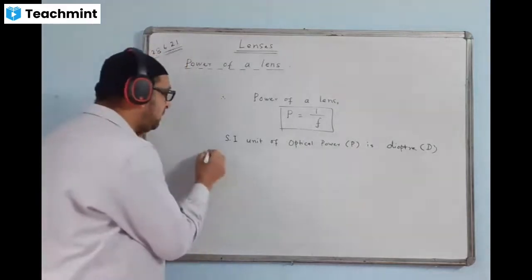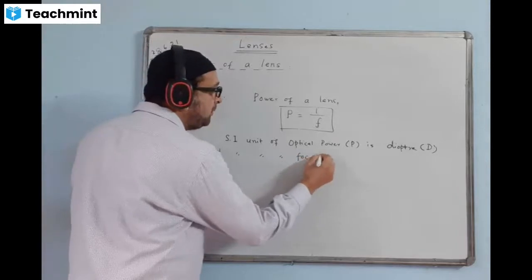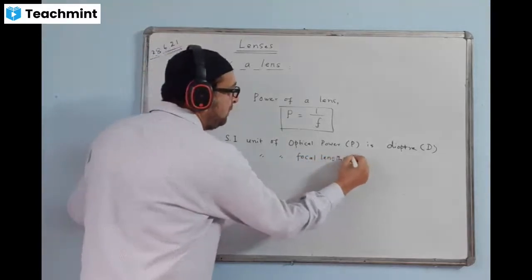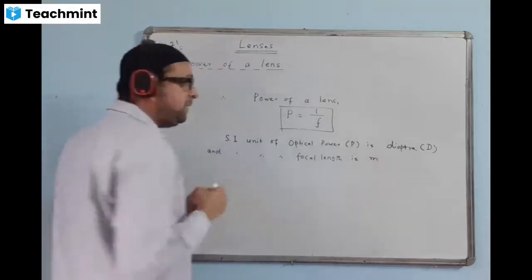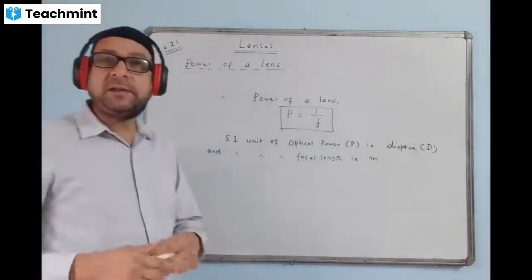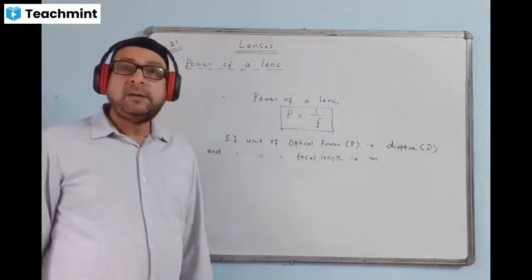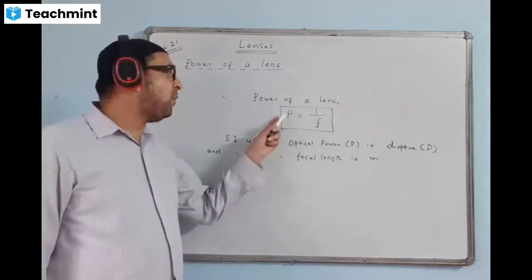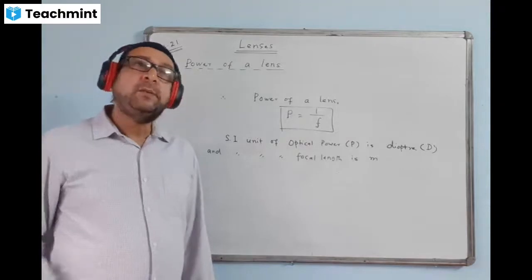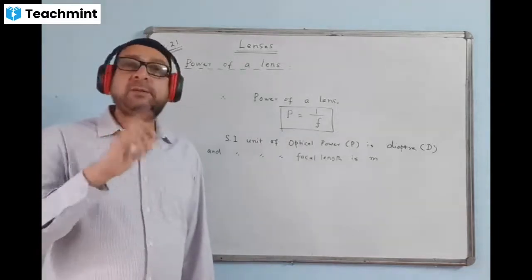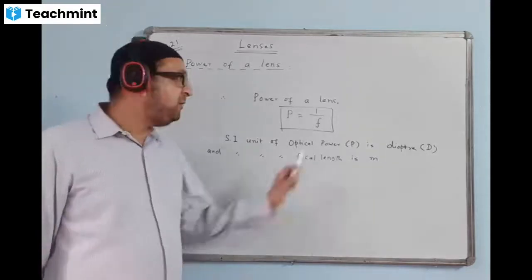And we can write here the SI unit of focal length is meter. SI unit of distance is what? Meter. Length is what? Meter. So it is the same. That means when we measure the optical power, we must keep the focal length in meter. Usually they give the value of focal length in centimeters. We must change that into meter and then calculate the power.